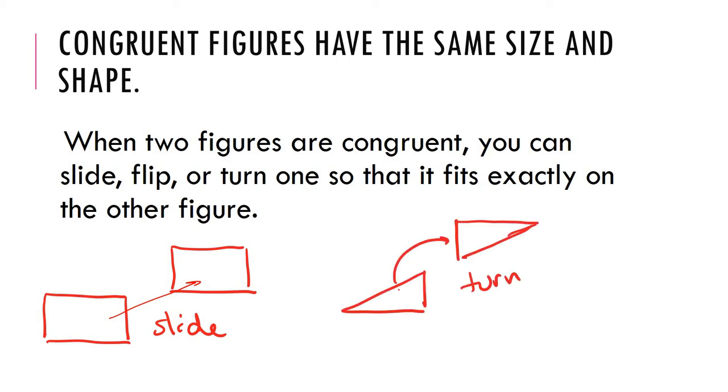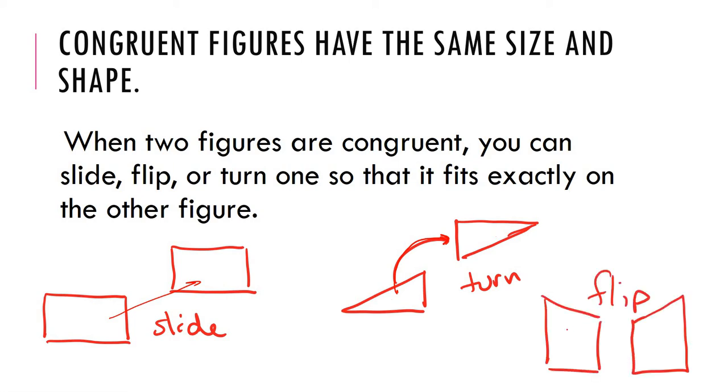Here's another example. I can take this triangle at the bottom and turn it upside down and turn it over and it will fit exactly on. This is a flip. All I have to do is take this quadrilateral on the left and flip it upside down so that it lands on top of the one on the right. So congruent figures have the same size and shape, but they don't have to be in the same exact position.